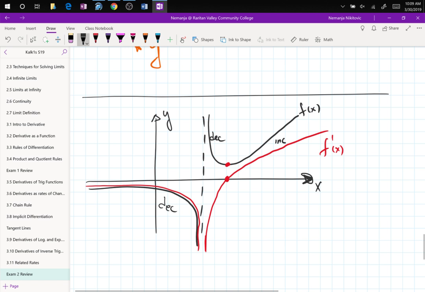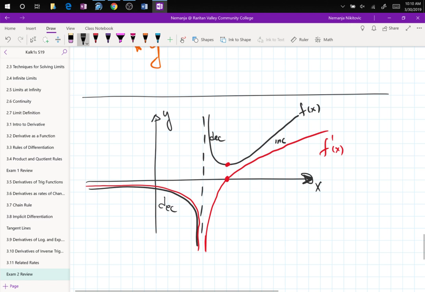So the rules to sketch the graph of derivative looking at the function are: if the function is decreasing, the derivative is negative, meaning below x-axis. If the function is increasing, the derivative is above x-axis, meaning positive. Anytime you have a min or a max, you have a 0 on x-axis at that point, and all of the vertical asymptotes are preserved, which means they are the same for derivative and for the function.